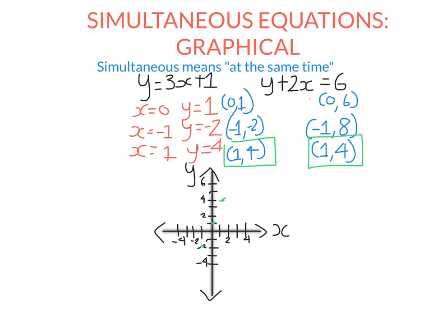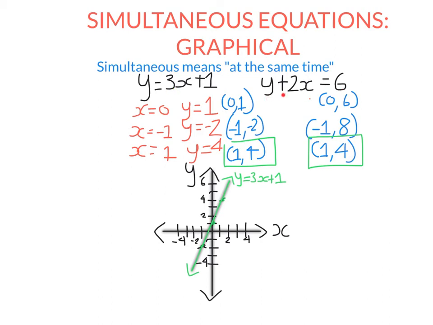These 3 points I've plotted here, they're on the line because they solve this equation. So let's join up these points. And now I have the line y equals 3x plus 1. So this line, as I said, every point along this line is a solution to this equation. Now I can graph this line as well.